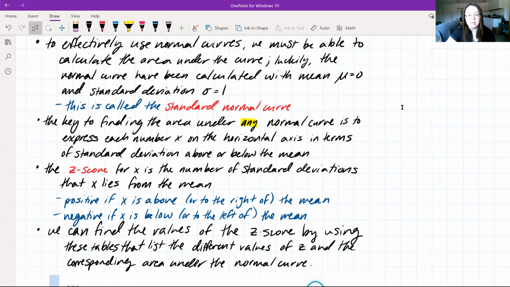This is called the standard normal curve. The key to finding the area under any normal curve is to express each number x on the horizontal axis in terms of standard deviation above or below the mean. So in this case, we would represent all of our values as our standard deviation, whether it's above or below the mean. This means that it doesn't necessarily have to be a whole number. It doesn't have to be 1 or 2 or 3. It can be any number in between, and that way we can find the area under any normal curve using that value that we found.